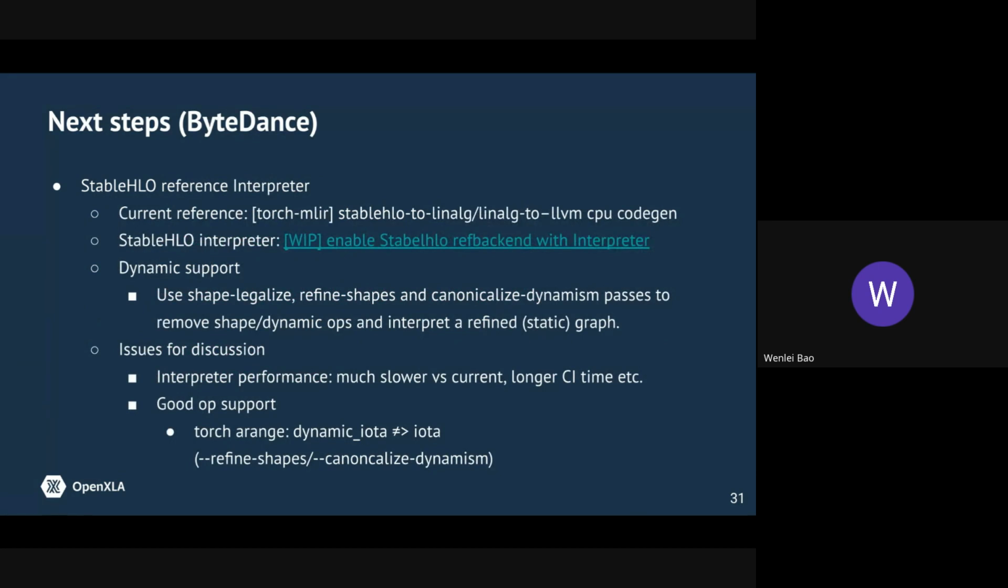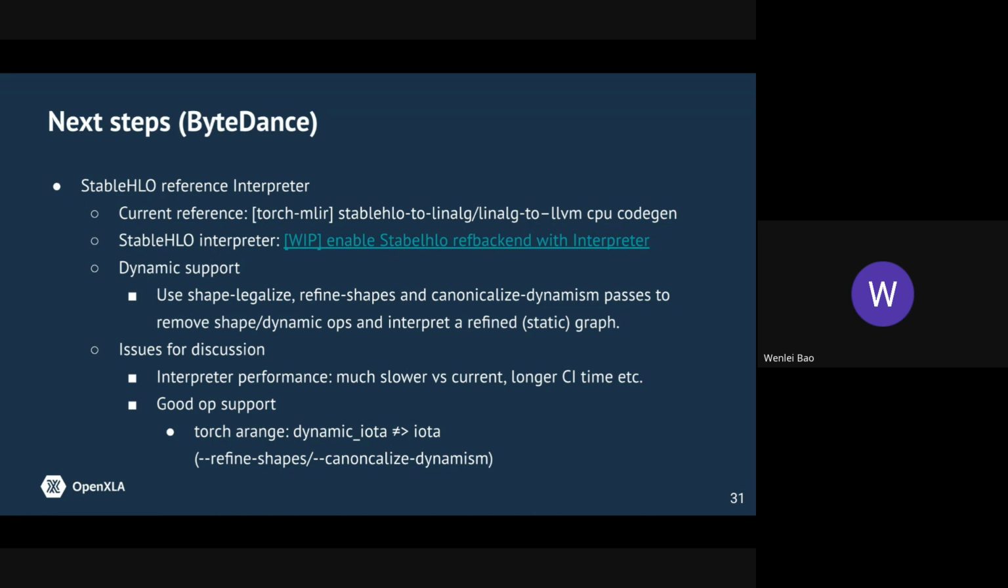Okay. So from the ByteDance side, I will just focus on two parts. The first one is the StableHLO reference interpreter. Our current reference backend is basically StableHLO to Linalg and CPU codegen to do the verification. So we are trying to integrate the StableHLO interpreter. Here's a work-in-progress PR that's doing the effort.